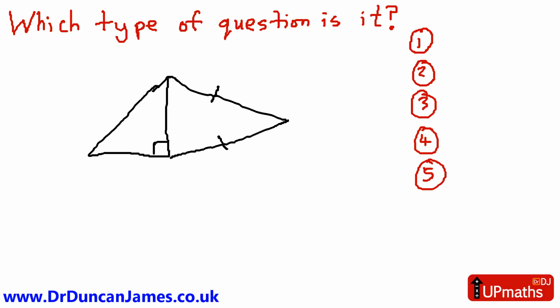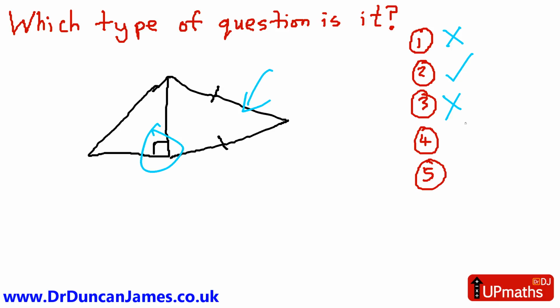What type of question is this? Okay, is it equilateral? Not as far as we can tell. Is it isosceles? Well, this one is an isosceles triangle. Is it similar triangles? Not as far as we could tell. It would be similar triangles if, let's just change colour, if this angle turned out to be a right angle, but we don't know that, so we can't say that it is at this stage.